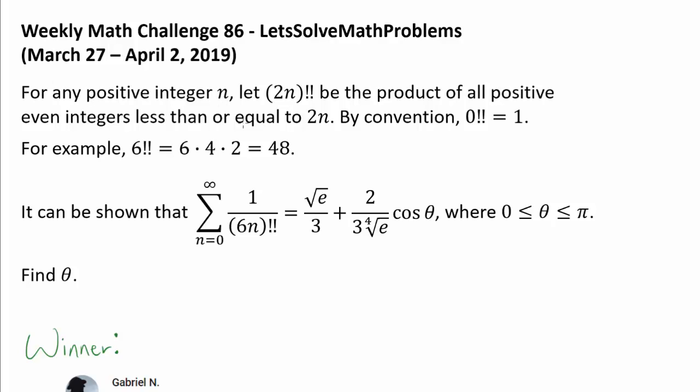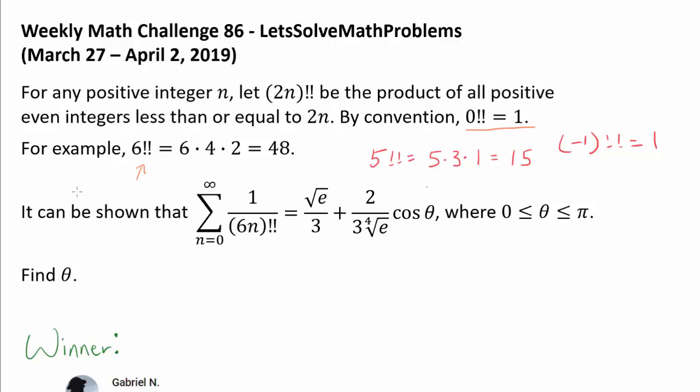For any positive integer n, let 2n double factorial be the product of all positive even integers less than or equal to 2n. So 6 double factorial would be 6 times 4 times 2, all even integers from 6 all the way down to 2, or 48. And by convention, 0 double factorial is 1. If you're interested, if your number is odd, for example 5, the 5 double factorial is going to be the product of all the odd integers from 5 all the way down to 1, so in this case 15, and by convention negative 1 double factorial is also equal to 1.